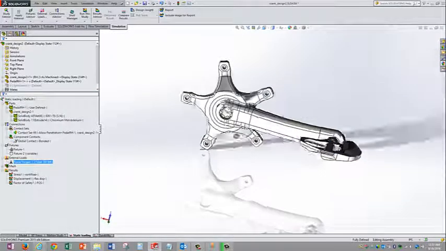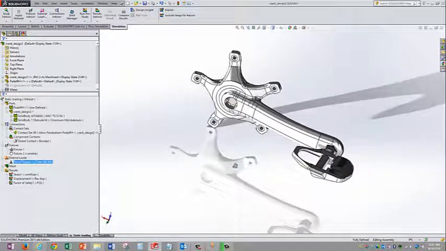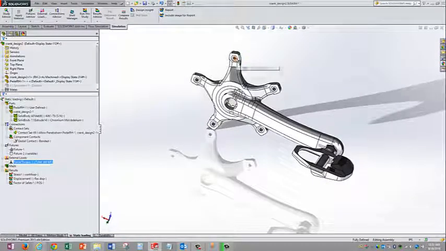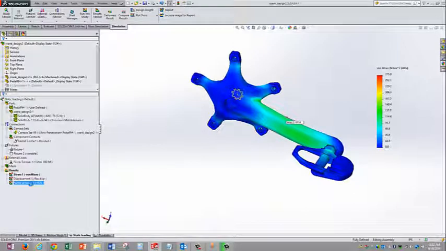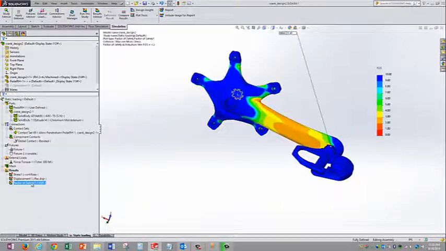So this is a cycle pedal wherein we are holding it at locations where it is connected to the crankshaft, and the place where the forces are being applied, the torque is given. So on doing this analysis, we have a good idea of the displacements, stresses, and factor of safety, and any other results that one wants to see. So this analysis proceeds as it is, nothing out of the way.